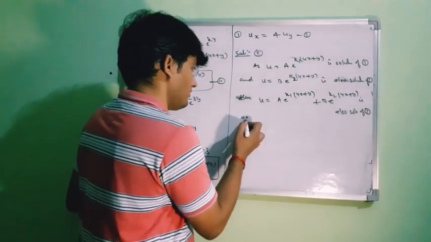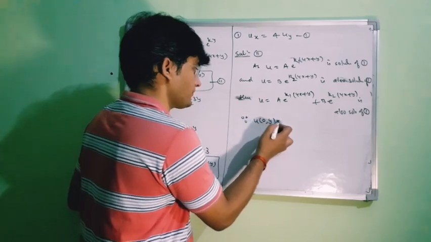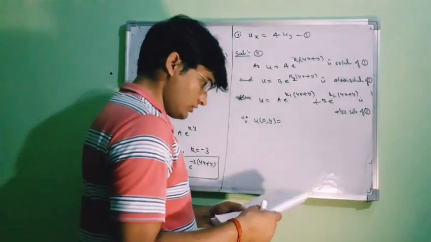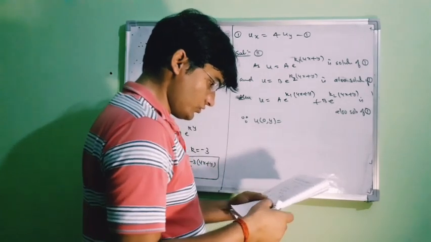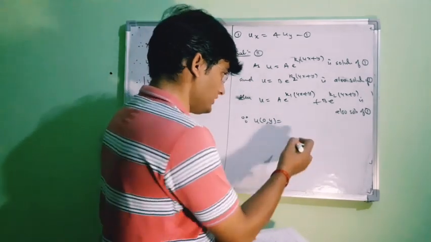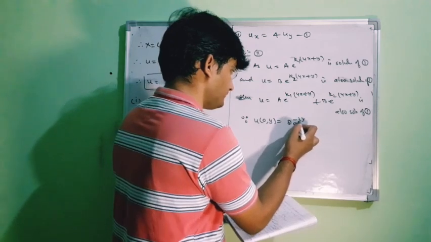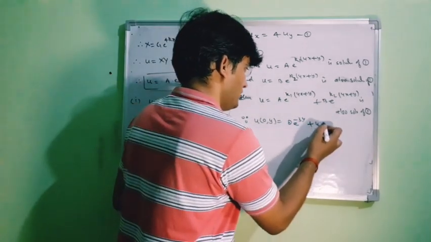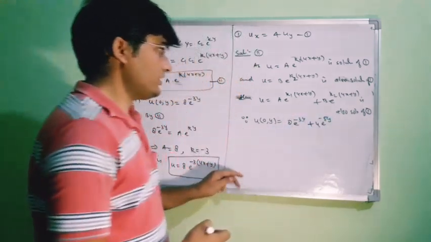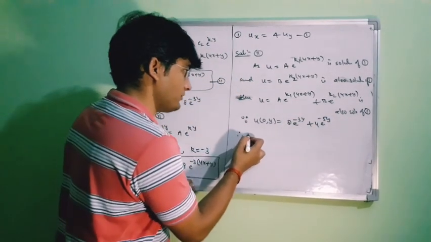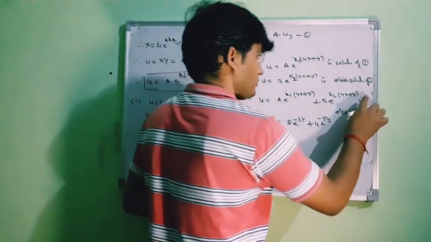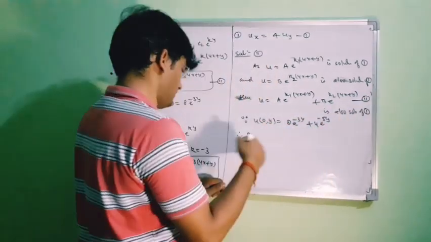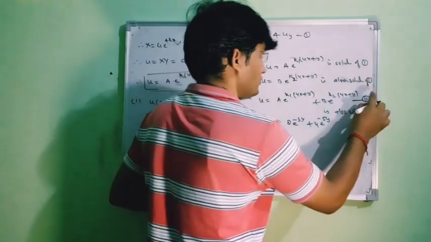Now because our u(0, y) was 8 e to power minus 3y plus 4 e to power minus 5y. So let us put, therefore by 1, say this is your equation number 2. By what we have already assumed, say it is your equation number 3.